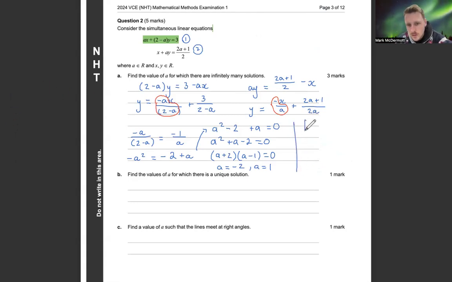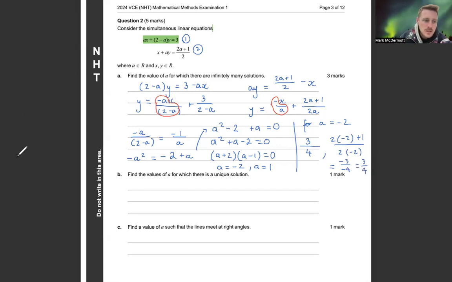If we do for a equals -2, the y-intercept is going to be the first one over here, 3 divided by 2 minus a. So that's 2 minus -2, so that's 3/4. That looks better. And then this one here will be 2 times -2 plus 1 over 2 times -2. Okay, that's -3 over -4, which is +3/4.